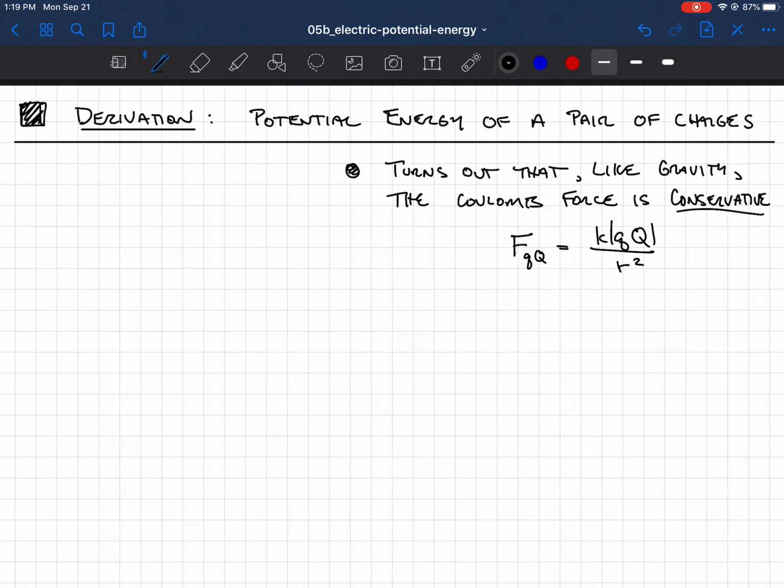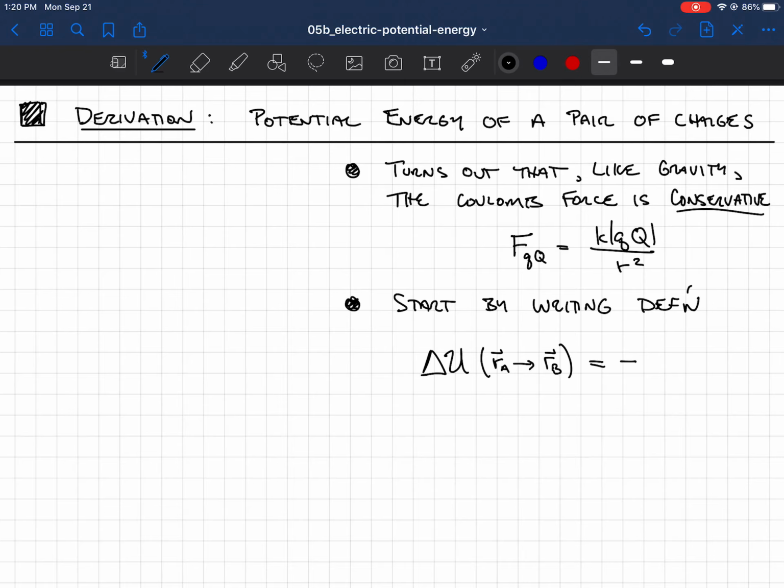And we're going to go through the derivation of the associated potential energy in exactly the same way that we went through the derivation of potential energy between two masses. So let's do it. Let's start by writing the definition. And that is the potential energy associated to the Coulomb force. The difference in that, as going from one position to another, is equal to minus the work done by that force in going from one position to another.